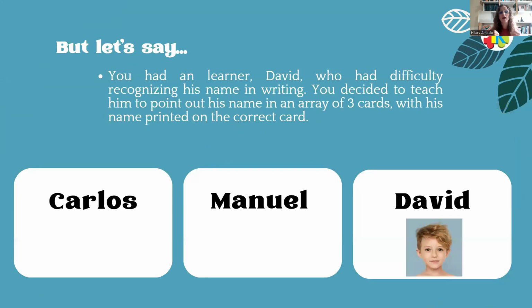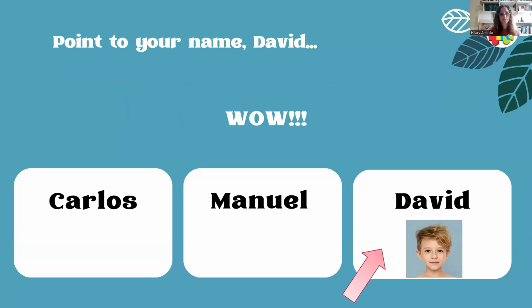So let's say that you had a learner, David, who had difficulty recognizing his name in writing. You decided to teach him to point out his name in an array of 3 cards with his name printed on the correct card. And you can also see there's a supplemental photo of David on the correct card.